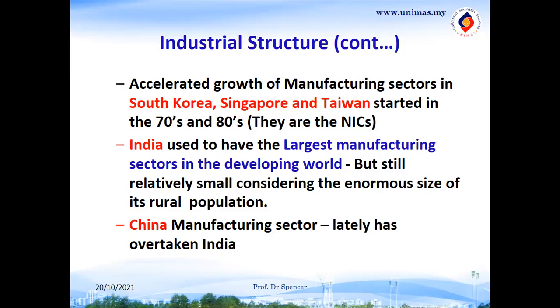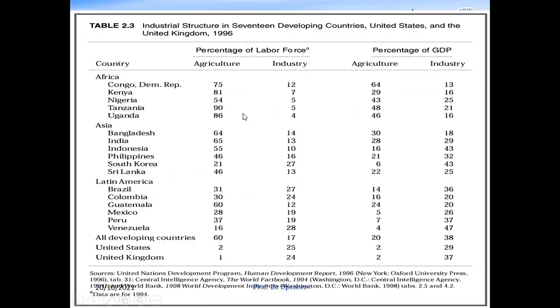So if you just name anything, if you are buying products online, chances are 90% of the time they are made in China. Ya, produk yang kita beli melalui online purchase. Yeah. Okay. So this is just to show you the industrial structure in 17 developing countries, the United States and the United Kingdom. Ya, jadi this is US and United Kingdom kalau dibandingkan dengan negara yang lain.